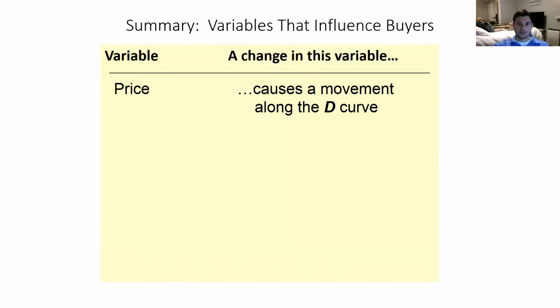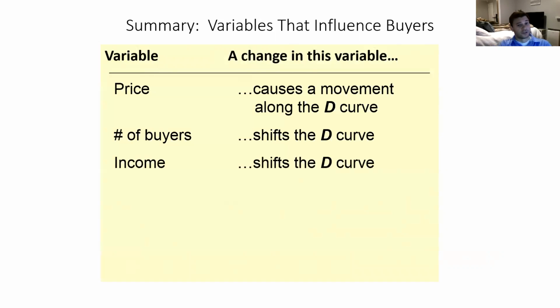Any factor that is not the price that affects demand, when these non-price factors change, then the demand curve actually shifts. For example, the number of buyers shifts the demand curve. When there are more buyers, demand shifts right. Fewer buyers, demand shifts left. When income changes, this also shifts the demand curve depending on whether the goods were normal or inferior. For normal goods, the demand was positively related to the income change. For inferior goods, the demand shift was negatively related to the income change.